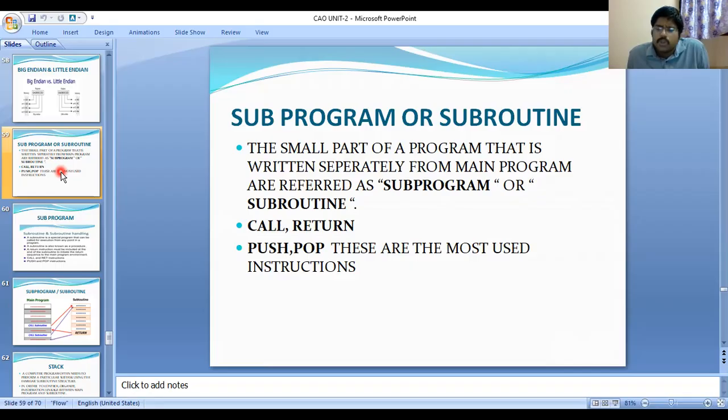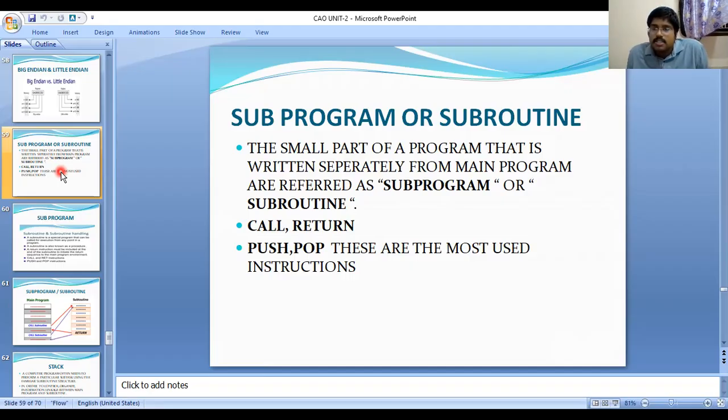What is going to happen? Totally, how many instructions do I have to write? 10 into 10 for addition, that means 100. 10 into 15 means 150 for subtraction. 10 into 20, 20 tens are 200 for multiplication.